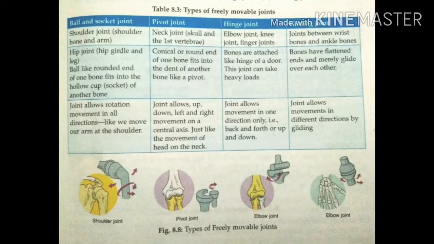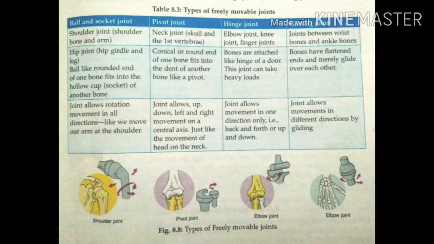Next we are going to see the difference between types of freely movable joints. There are 4 types of freely movable joints. First one is a ball and socket joint. Second one, pivot joint. Third one, hinge joint. Fourth one is gliding joint.